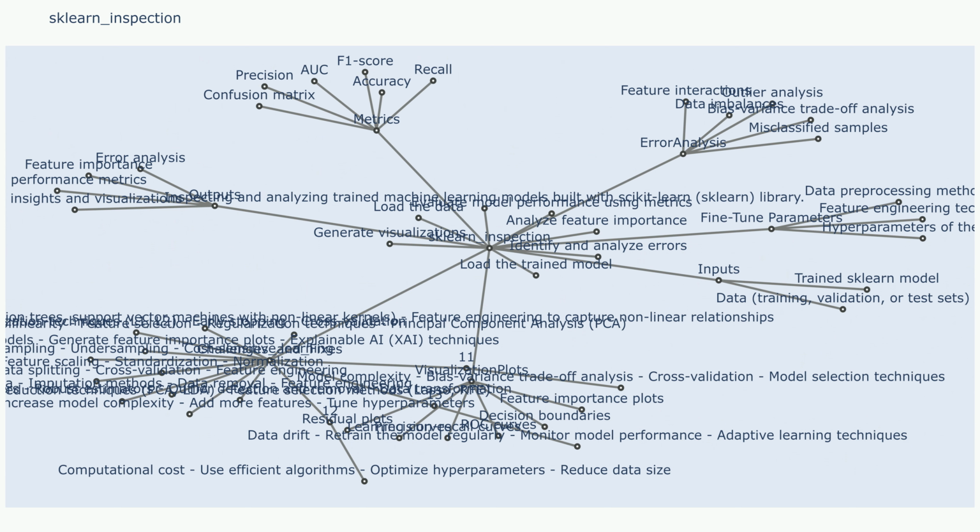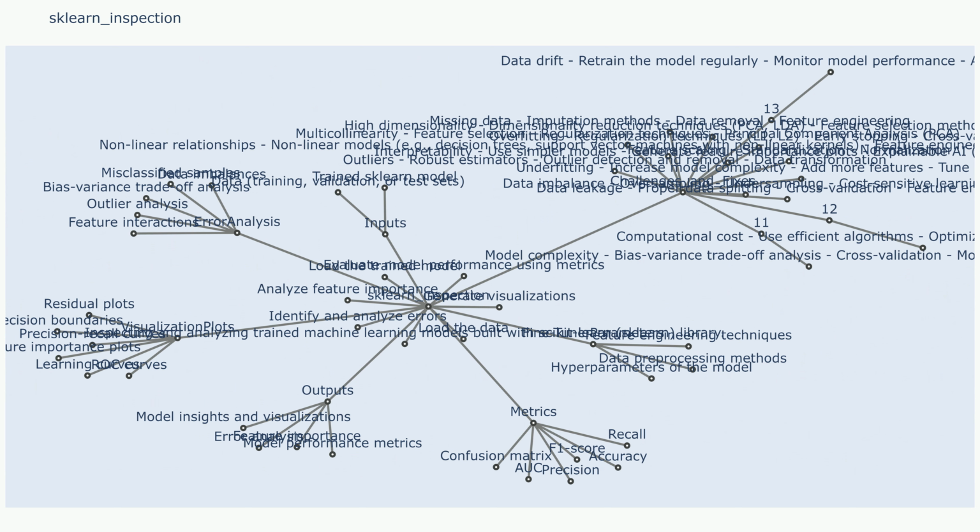Fine-tune parameters: regularization parameters used to prevent overfitting, such as L1 (lasso) and L2 (ridge) regularization. Learning rate controls the step size during model optimization. Number of estimators for ensemble models: the number of individual models combined in an ensemble. Maximum depth for tree-based models: the maximum depth of individual decision trees in the ensemble.